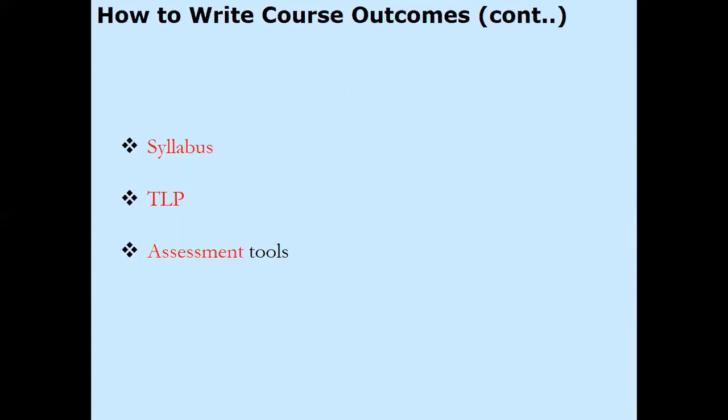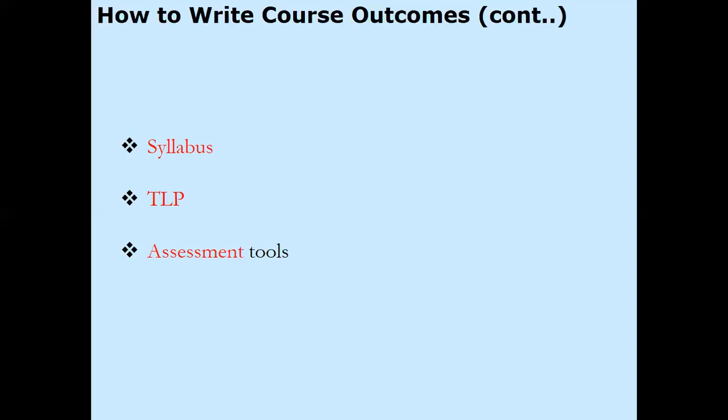Now, whenever you are writing the course outcomes, you have to see the entire syllabus, the teaching learning process, and the assessment tool that you use. Otherwise, you have to face the attainment problem. Sometimes you will write the course outcomes, but you don't have proper assessment tools. Then attainment becomes a major issue. In order to overcome that problem, that's what I want to say.